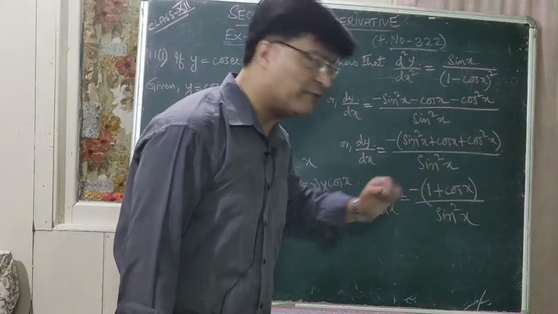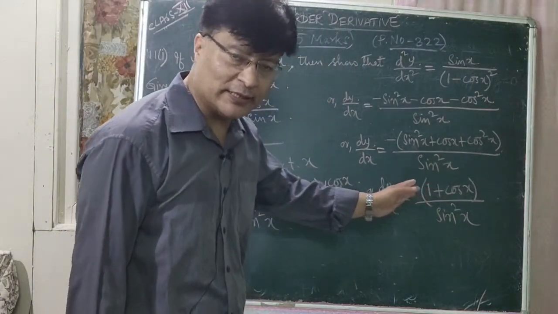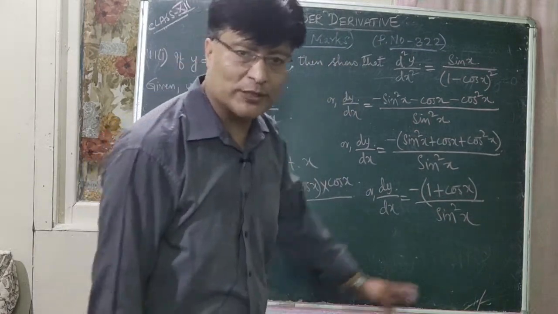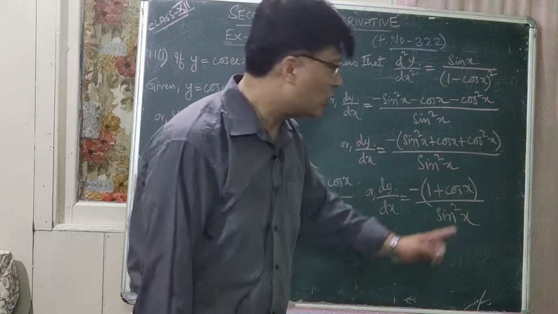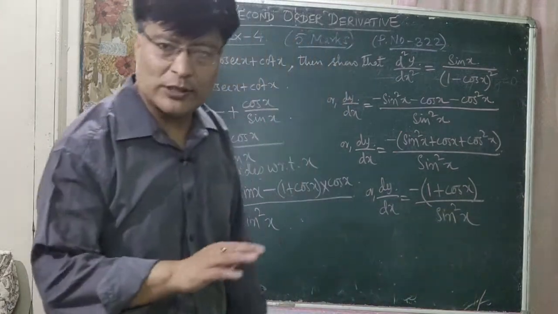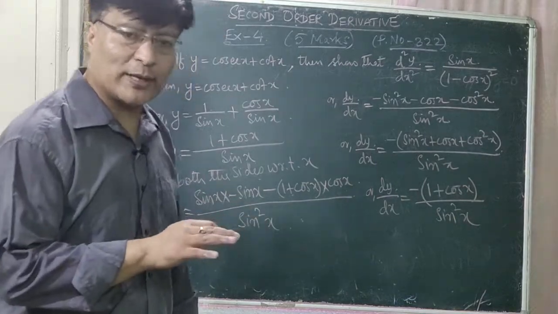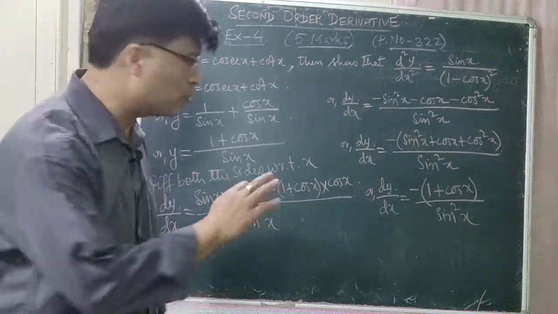Now again you have to simplify it further. You can simplify it further, isn't it? So sin square x can be written in terms of cos square x, which is 1 minus cos square x. You know the formula of sin square x, which is equal to 1 minus cos square x. And then writing sin square x as 1 minus cos square x, you have to simplify it.